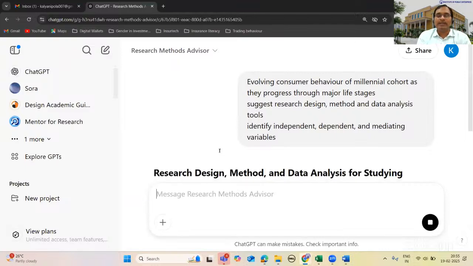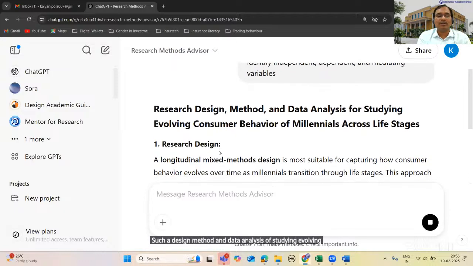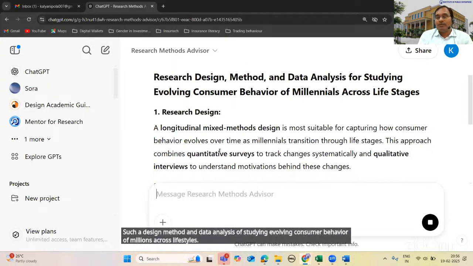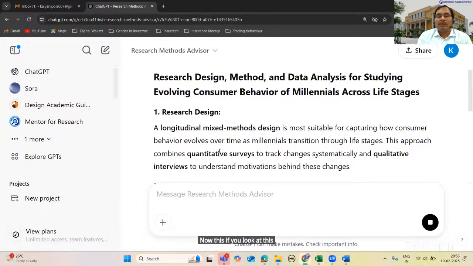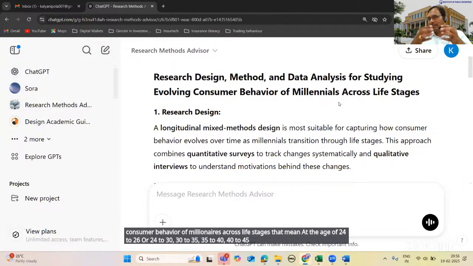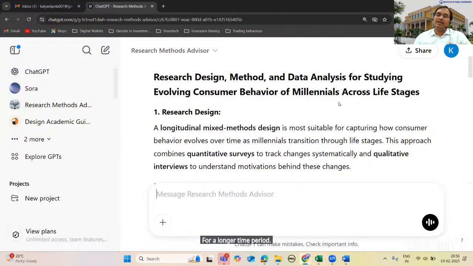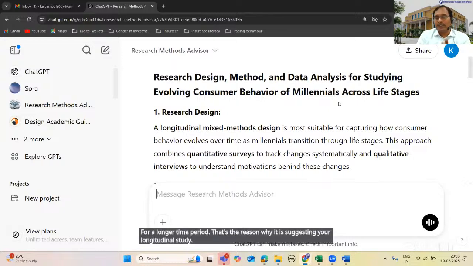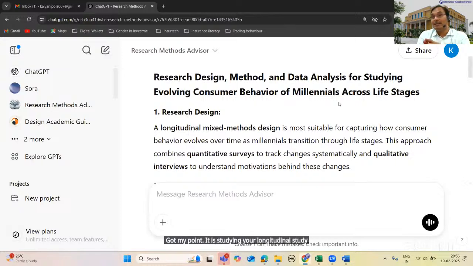Research design, method and data analysis of studying evolving consumer behavior of millennials across life stages. That means at the age of 24 to 26 or 24 to 30, 30 to 35, 35 to 40, 40 to 45. You are talking about the same group of individuals for a longer time period. That's the reason why it is suggesting a longitudinal study. Got my point? It is a longitudinal study and mixed method design.